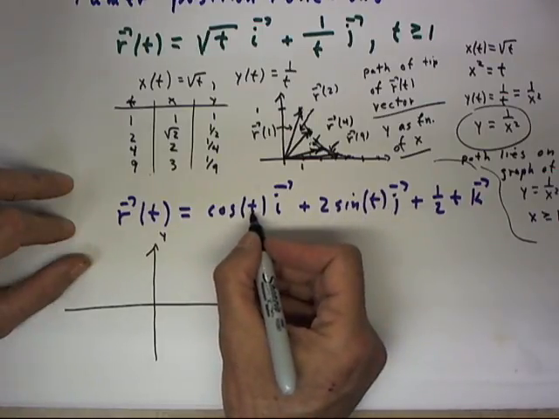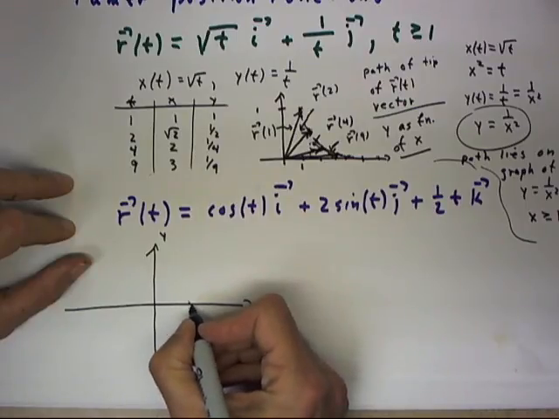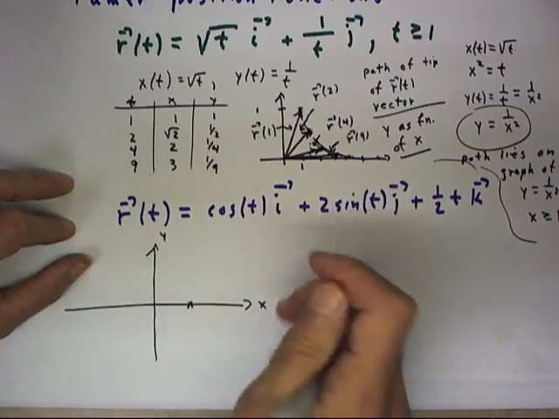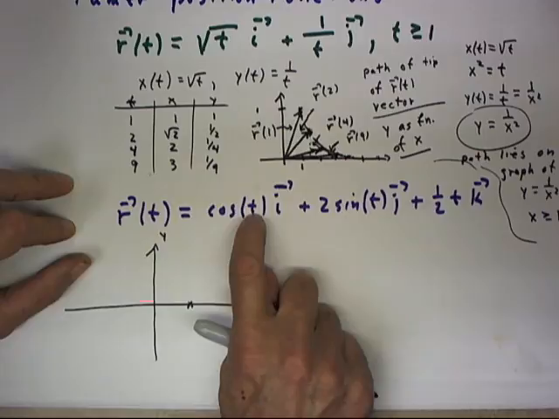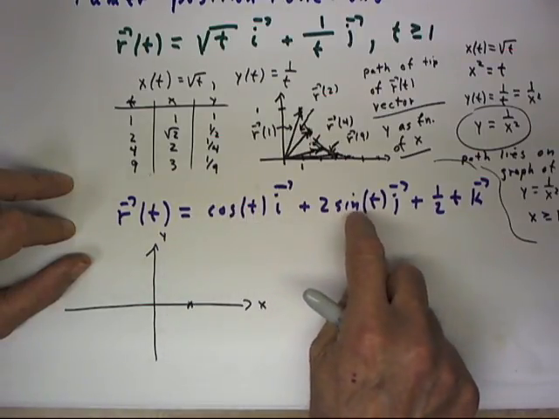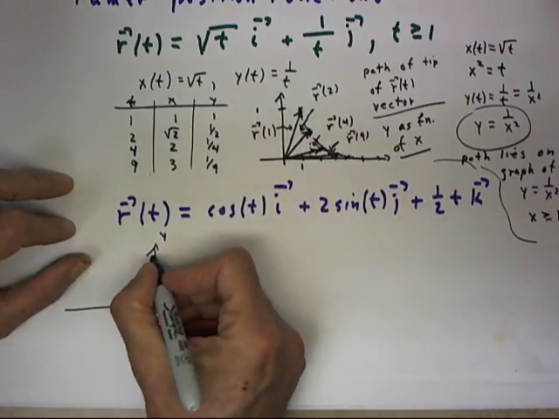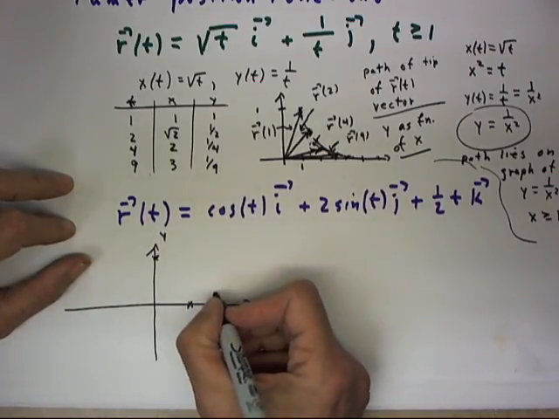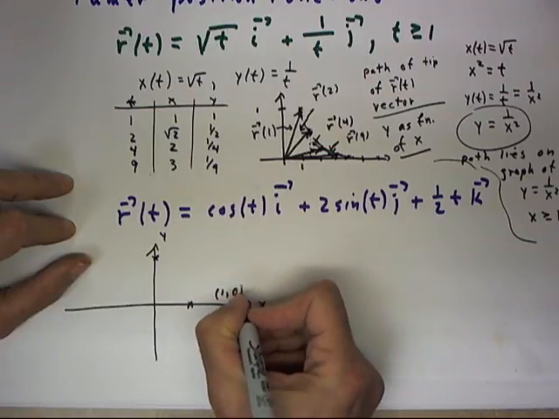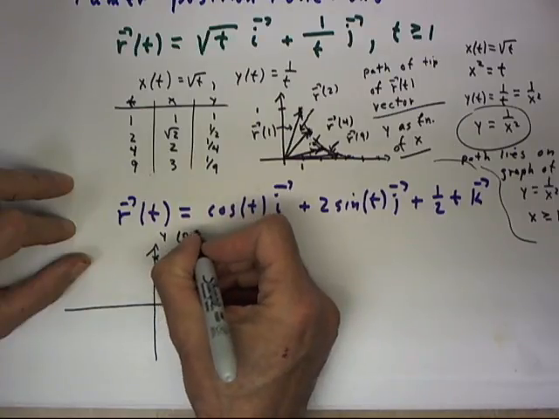If t equals 0, this is going to give us the point 1, 0. That would be here. If t equals, let's say, pi over 2, making the cosine 0, we find that the sine of pi over 2 is 1, giving us the point 0, 2. So we have the point 1, 0, and this is 0, 2.